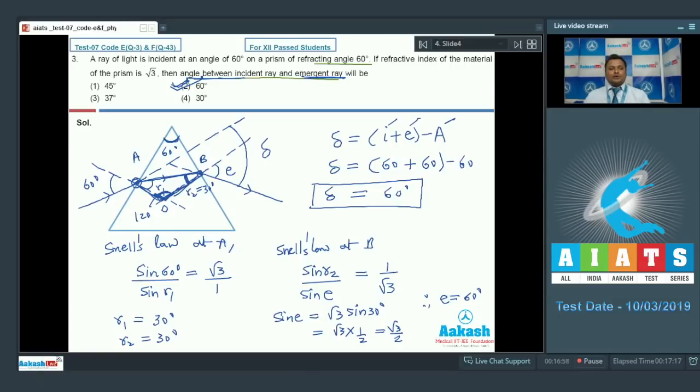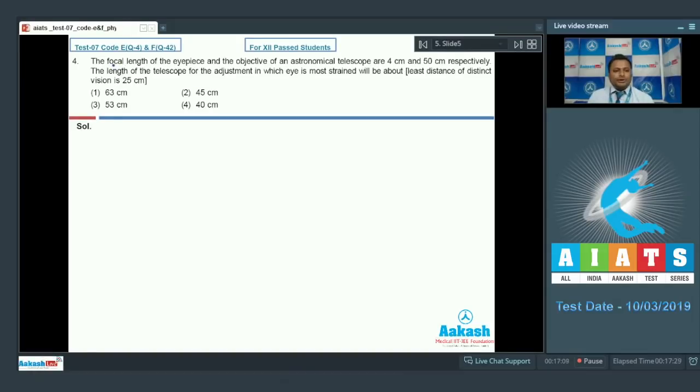Now let us proceed to the next question, that is question number 4. Here is question number 4. The focal length of eyepiece and objective of an astronomical telescope are 4 cm and 50 cm respectively. The length of telescope for the adjustment in which eye is most strained will be about. We have to take least distance of distinct vision as 25 cm.